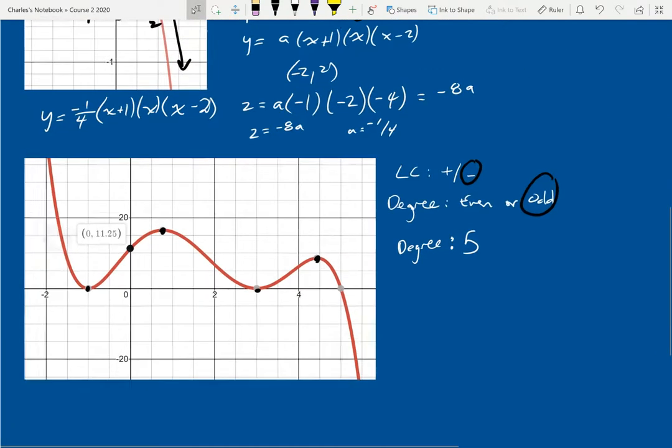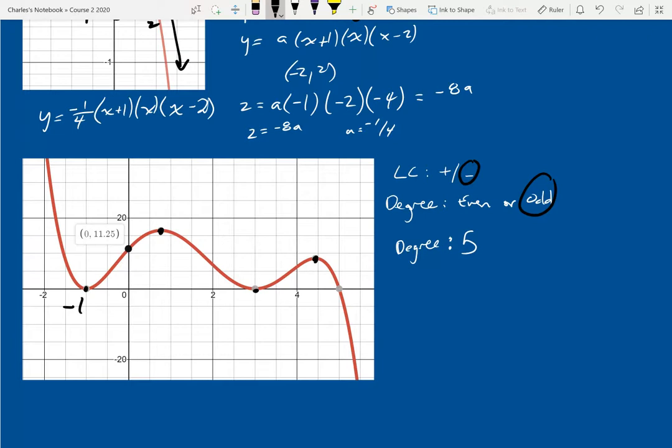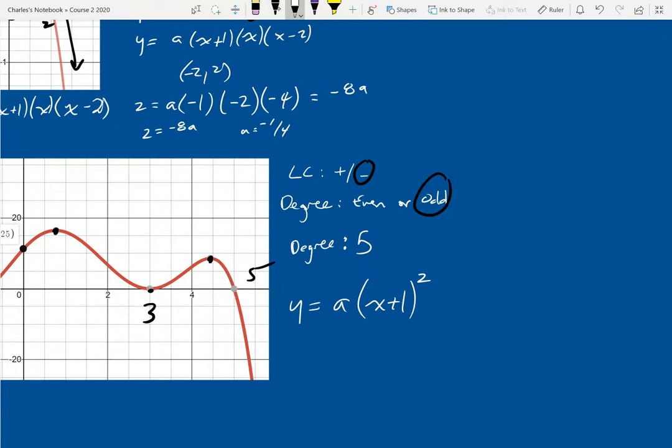All right, so in the last one, what do we got? We have -1, we have 3, and we have 5. If you're looking at this, you should be able to say that this is y is equal to a times x plus 1 squared, and it's squared because there is the turning point there, times x minus 3 squared, and it's squared because there is the turning point there. And it's going to be times x minus 5, and that's only one of them.